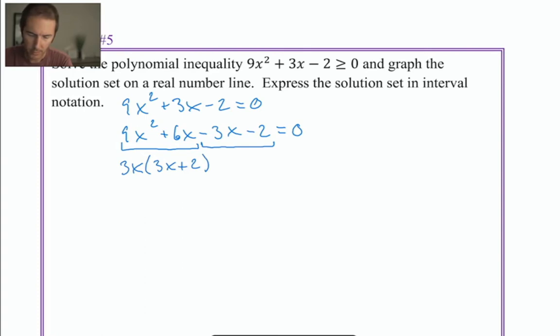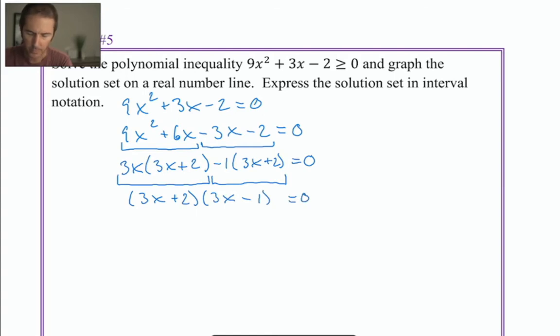Common factor in the second group is a factor of negative 1, leaving us with 3x plus 2, still equals 0. Make sure you bring that 0 along with you the whole time. And now we have two terms, and each one of these terms has a common factor. It's the stuff that's in parentheses, 3x plus 2. I'd like to write my common factor first, and then my leftovers in this case are the 3x and the minus 1, still equal to 0.